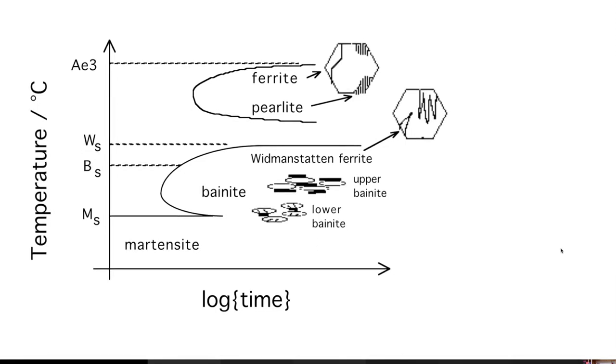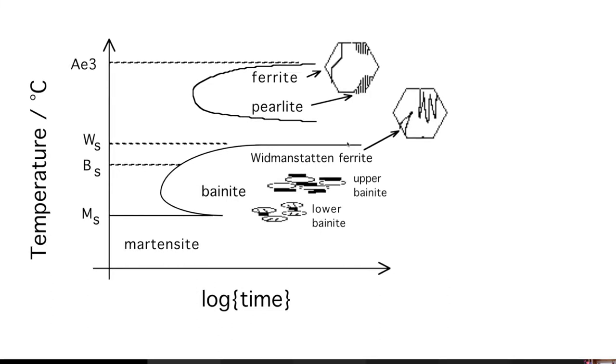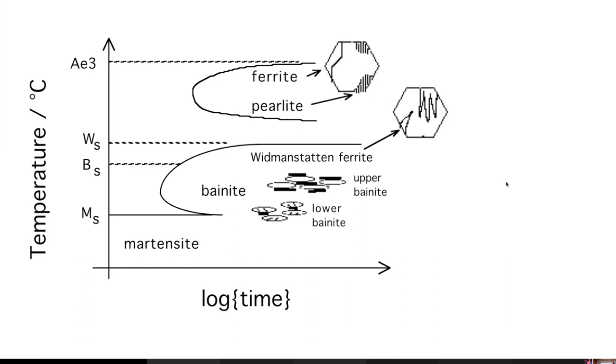Now, it's still forming at a relatively low temperature. And in one of the first lectures, I explained that you need atomic mobility before you can get a diffusional transformation such as ferrite or perlite. And Widmanstätten ferrite does not have that atomic mobility at the temperatures where it forms. But nevertheless, its chemical composition cannot be the same as that of the austenite from which it grows.